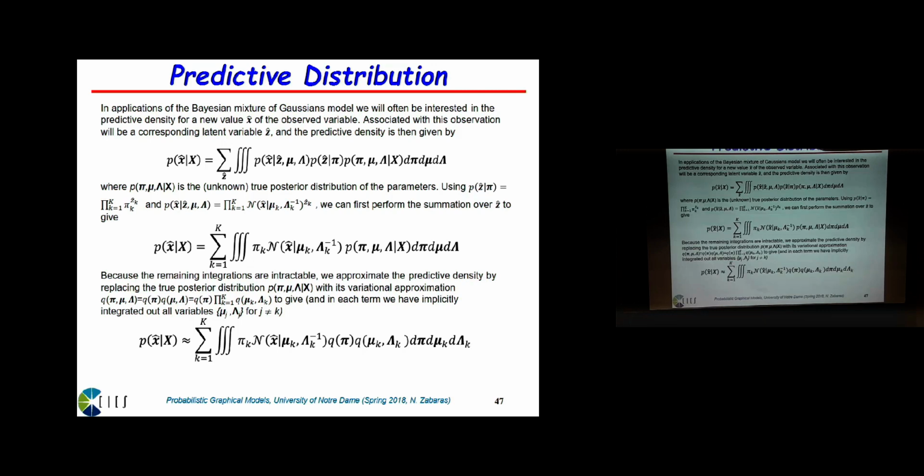It's a discrete variable, so I'm going to sum over z, and then of course there is a distribution on z given pi. There is the posterior of pi, mu, lambda given x, all right? And here you notice pi, mu and lambda have to be integrated out because they're continuous variables, okay? So, all right.